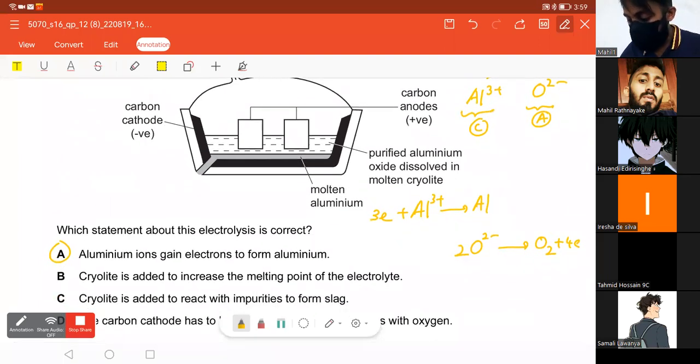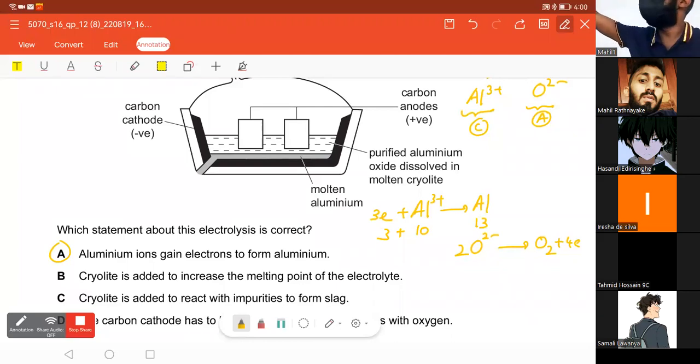Why? Yes. Al3 plus gains 3 electrons. Not losing, gaining. Aluminium 3 plus gains 3 electrons. Not lose. If lose, it should be on the product side. Can you understand me? Aluminium 3 plus gaining. Normally aluminium to aluminium 3 plus is losing. Opposite of losing. Next one.